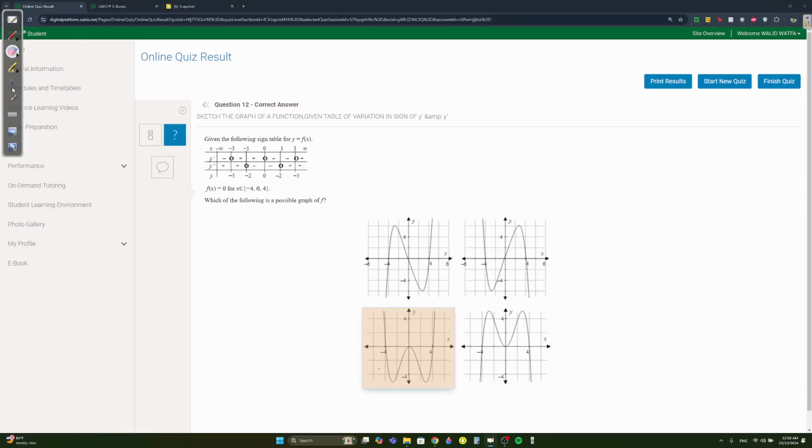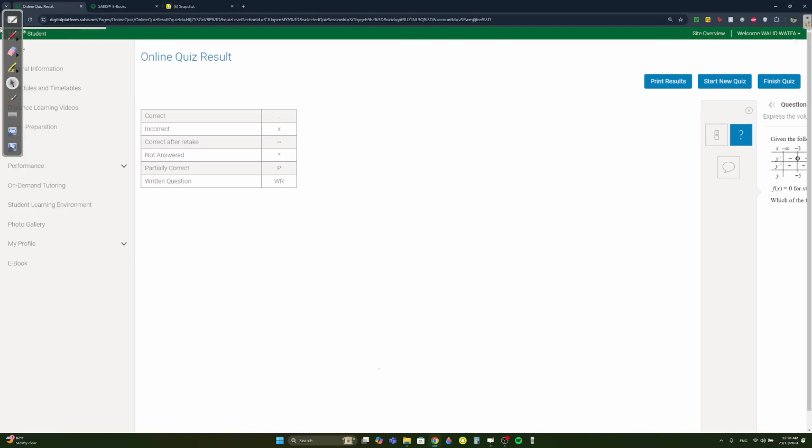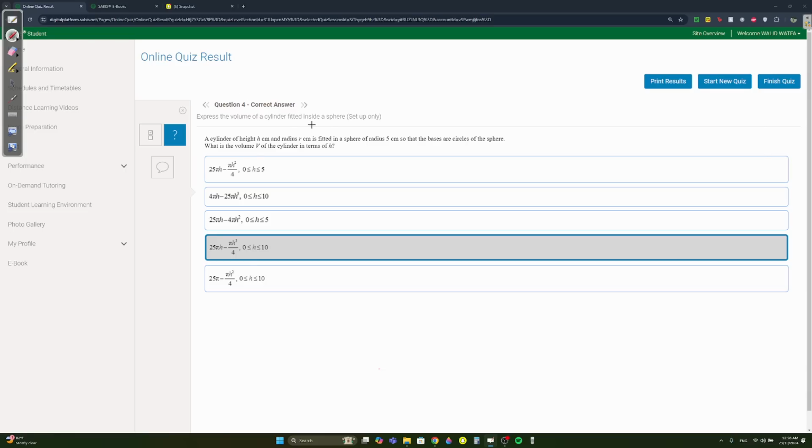Okay, now the optimization. First thing, I'll start with this one, it's a bit easier. A cylinder of height h and radius r is fitted in a sphere of radius 5, so the bases are circles of the sphere. What is the volume of the cylinder in terms of h?